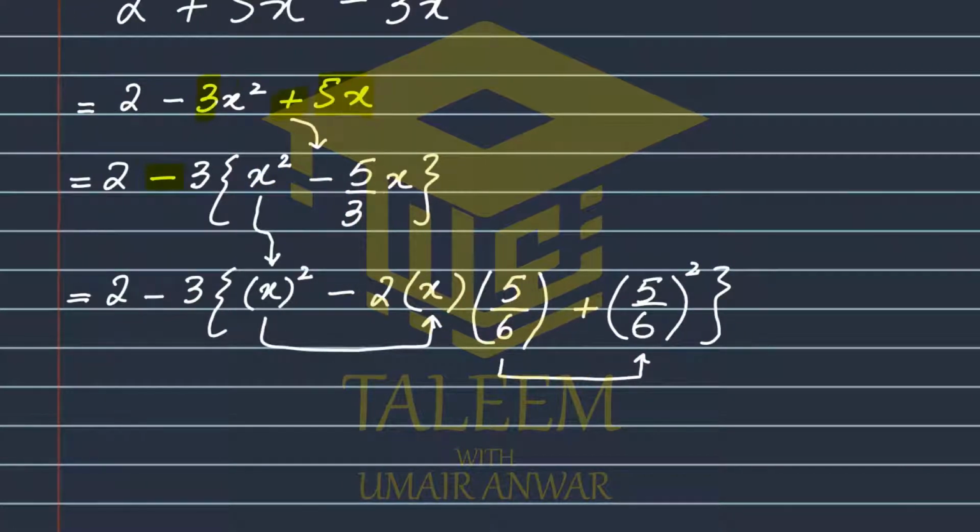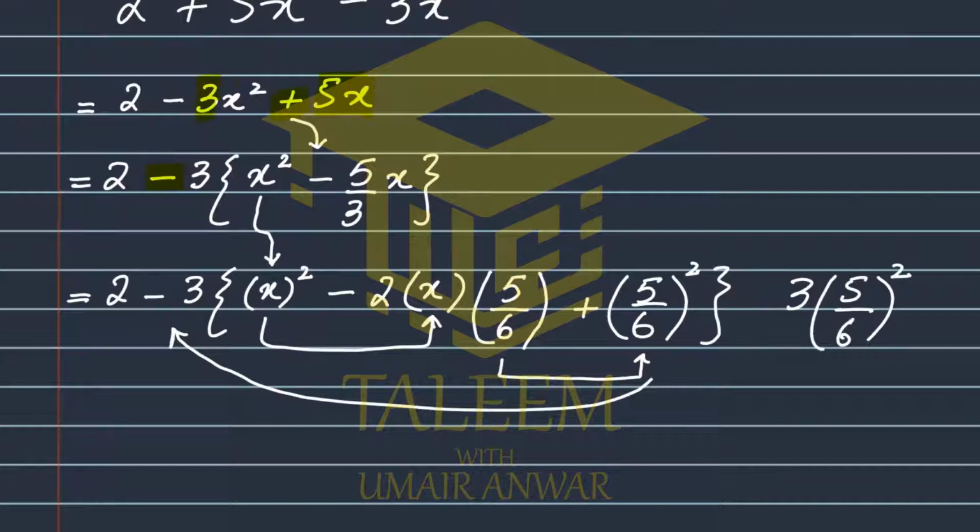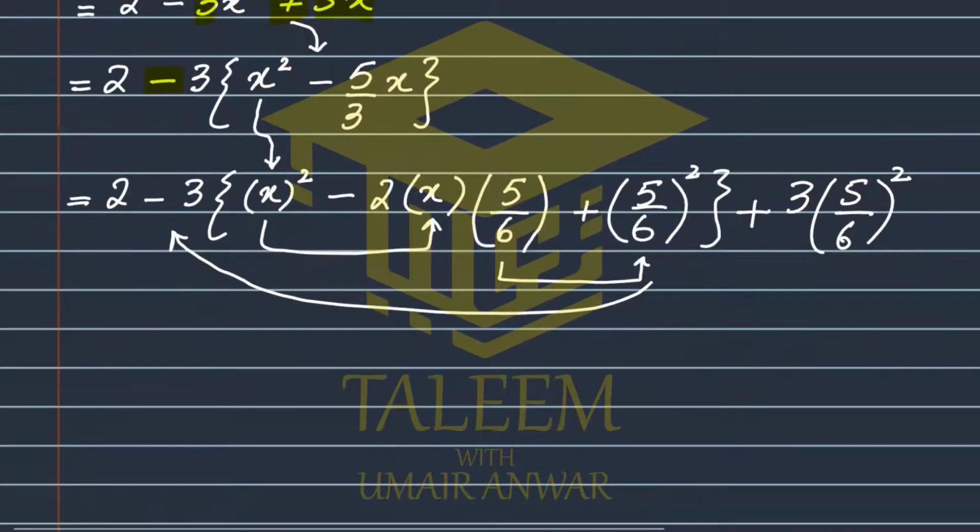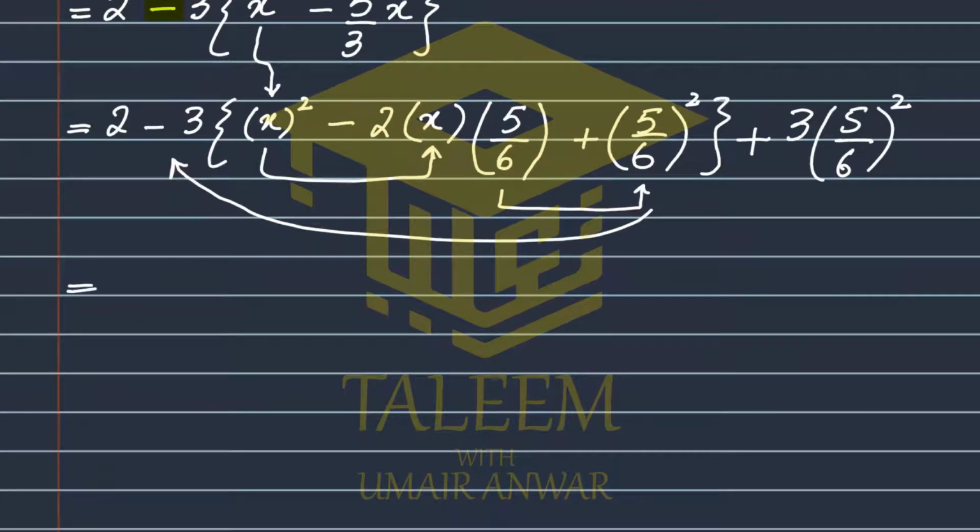And since this bracket would get multiplied with minus 3, basically I have added 3 times 5 upon 6 whole square as an extra term with a negative sign. So to balance it, I am writing this term again with a positive sign. So the extra term which was written in the expression would get balanced now. Now in the next step, 2 minus 3 times whatever is written in the curly brackets is the perfect square of x minus 5 upon 6 whole square.